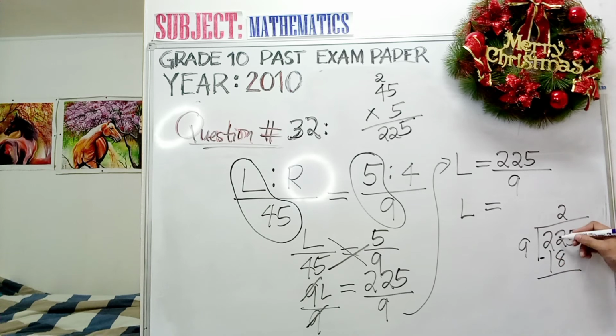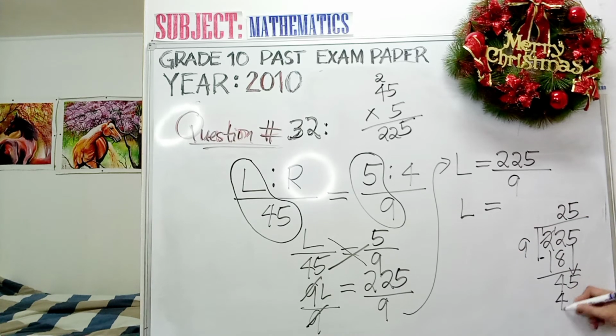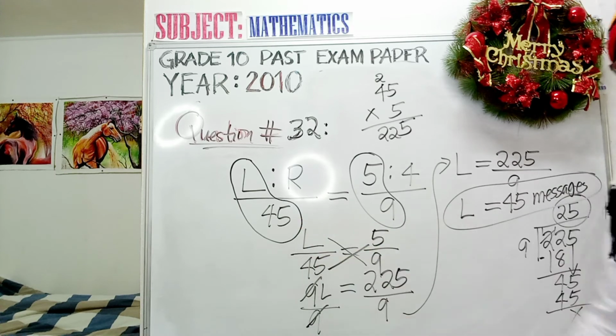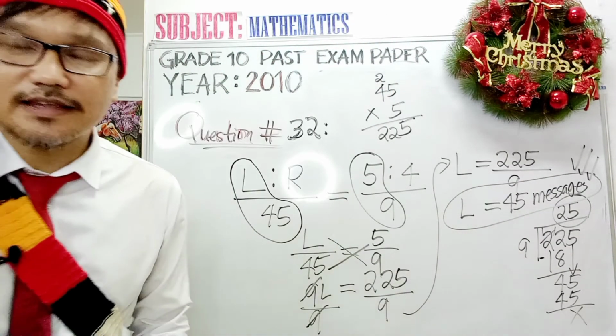2 minus 8 cannot be, so this one is 12, and this one becomes 1. 12 minus 8 is 4. Bring down this 5 is 45. 45 divided by 9 is 5. 5 times 9 is 45. Then 0. So therefore, Lynette has received 25 messages out of 45 messages. This is how you are going to work it out to get the correct answer in your final exam.